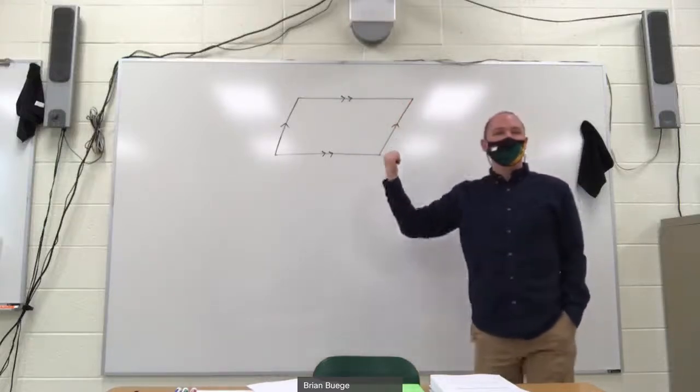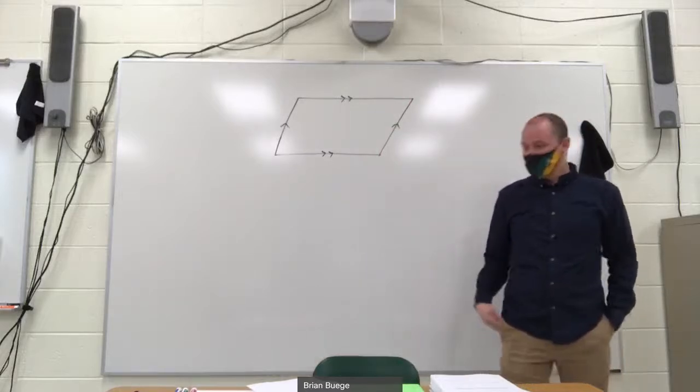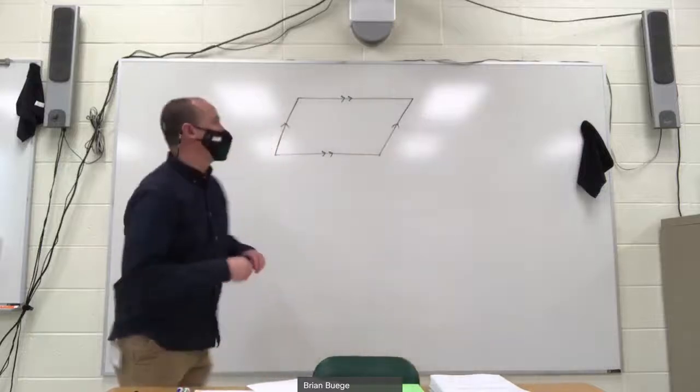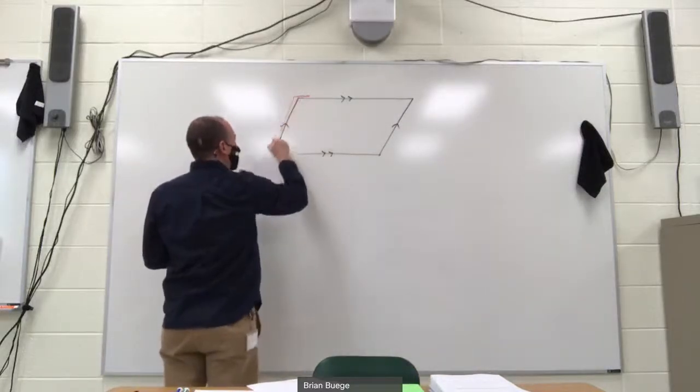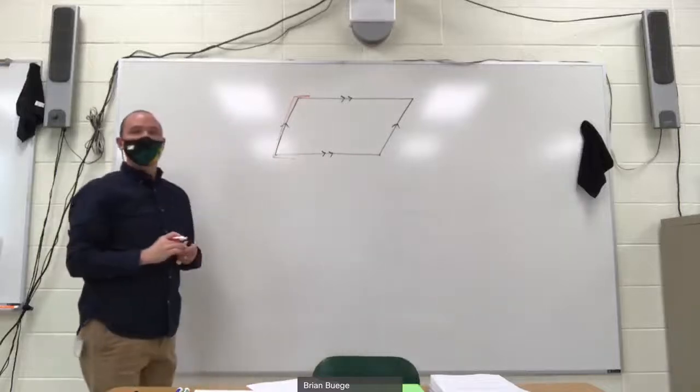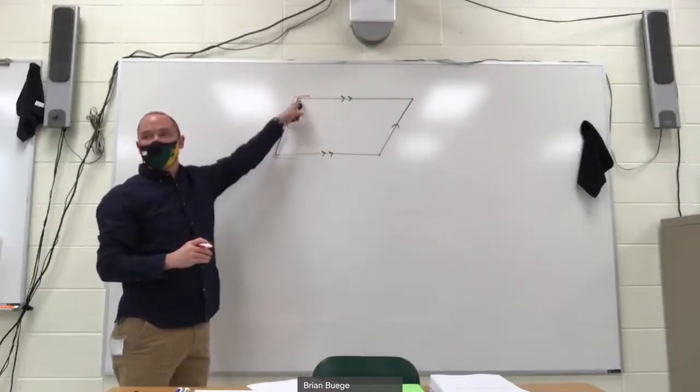What do I have right now in this picture? Which one of those 3 do I have right now? Same side. Yeah, we've got same side interior. I'm going to kind of highlight it just for a second. Here's the idea right here. There's your letter C right there. Those two angles have to be supplementary.